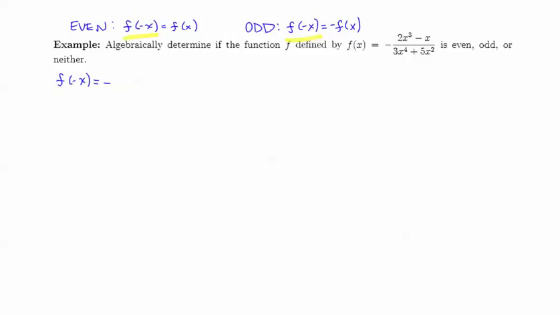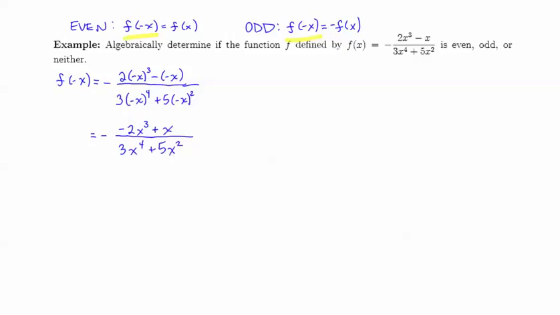And I'll keep that negative sign out front. And now in the numerator, I'm going to have 2 times the quantity negative x raised to the third minus a negative x. And in that denominator, I'll have 3 times the quantity negative x raised to the fourth plus 5 times the quantity negative x raised to the second power. As we go to simplify that, we'll keep the negative out front, and then we'll simplify the numerator. And the numerator will give us negative 2x cubed plus x. And the denominator will give us 3x to the fourth plus 5x squared.